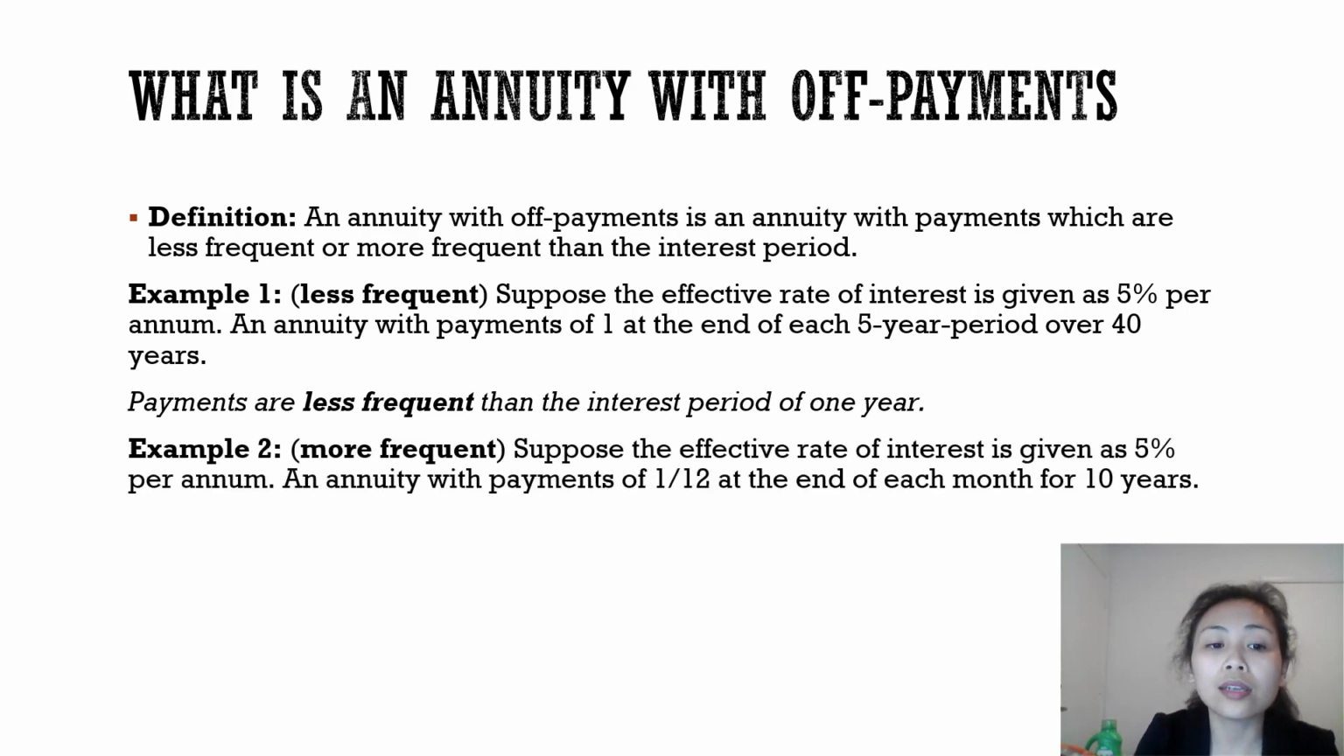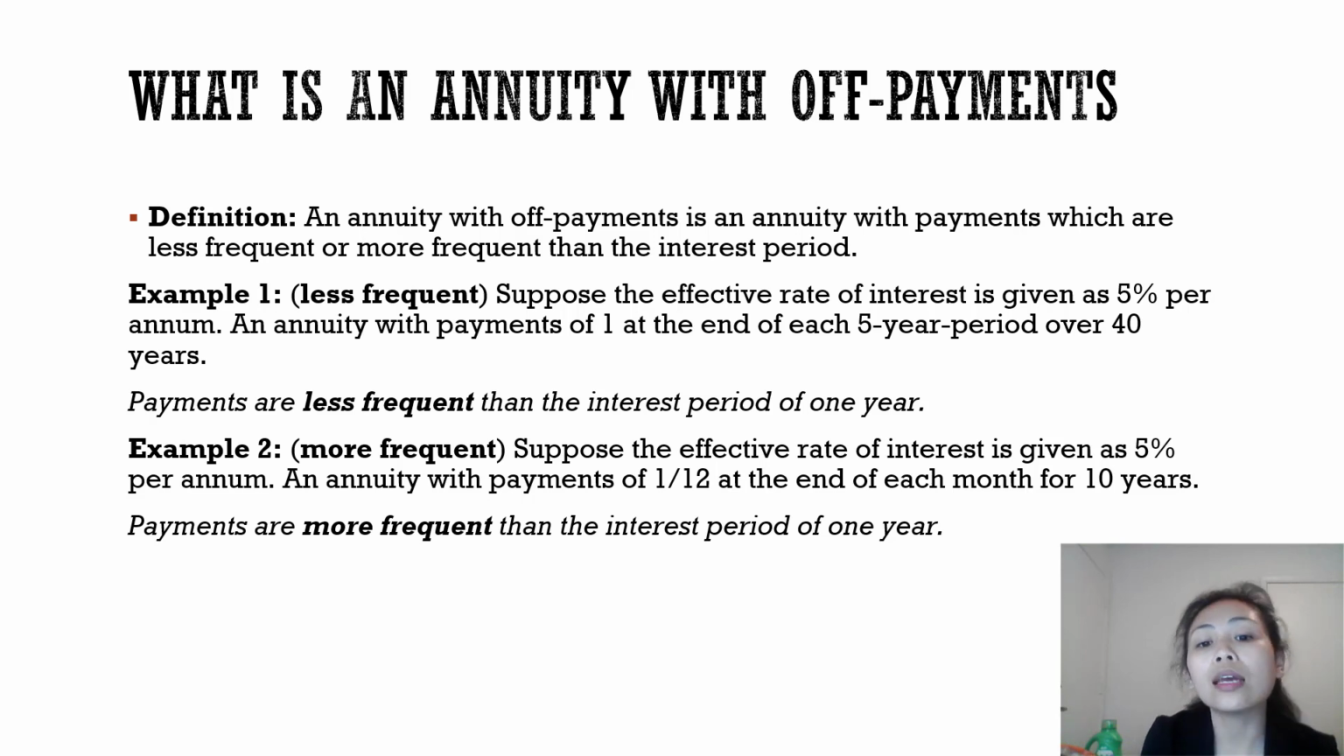Now we look at example 2, more frequent. Suppose the effective rate of interest is given as 5% per annum, an annuity with payments of 1/12 at the end of each month for 10 years. Here you see the interest is compounded once in a year, but payment is made 12 times in a year. So the number of times we make payment is more than the number of times the interest is compounded. So this is an example of payments that are more frequent than the interest period of 1 year.